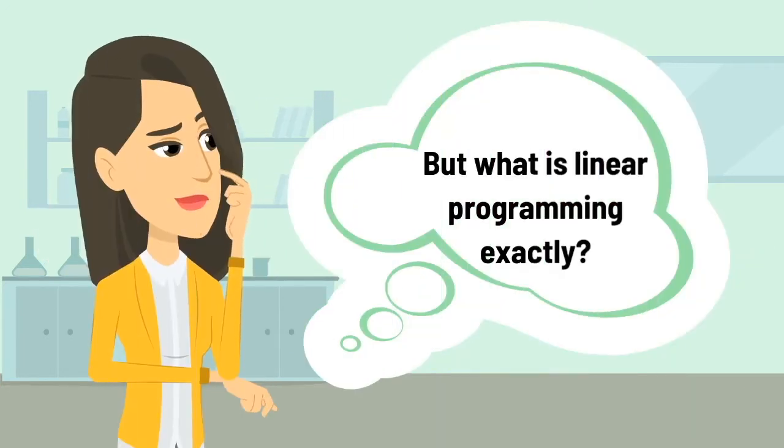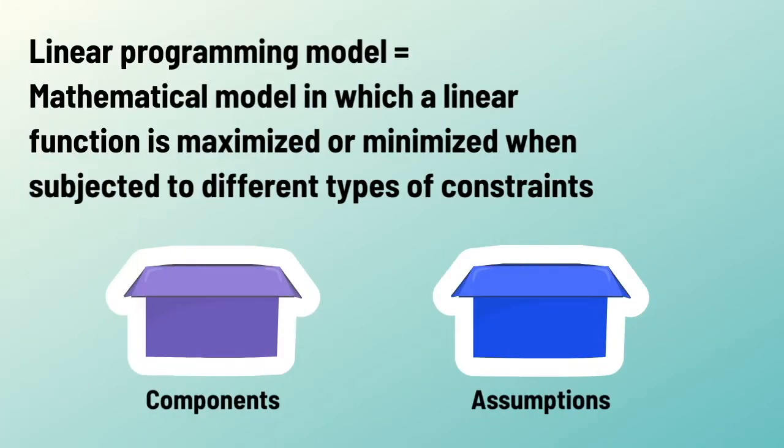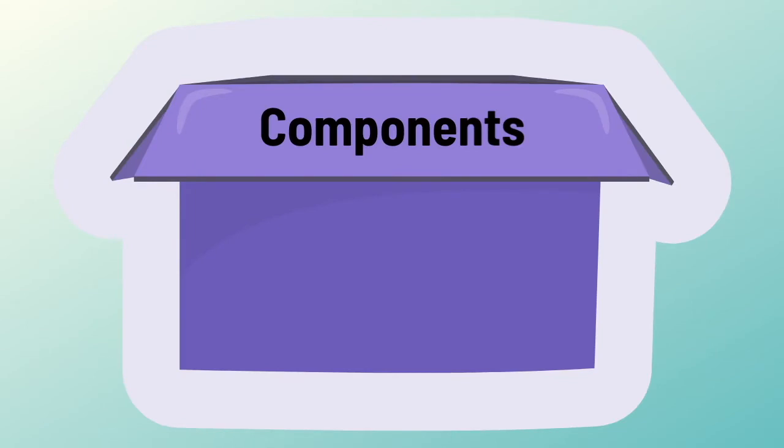But what is linear programming exactly? A linear programming model is a mathematical model in which a linear function is maximized or minimized when subjected to different types of constraints. All these linear programming models have certain characteristics in common. We will assess them into two different groups, those being components and assumptions. You will want to know these characteristics because they will help you recognize problems which can be solved with linear programming. Let's have a look at the components.